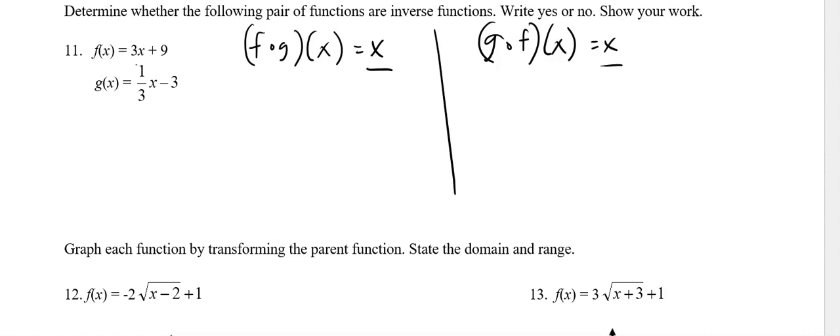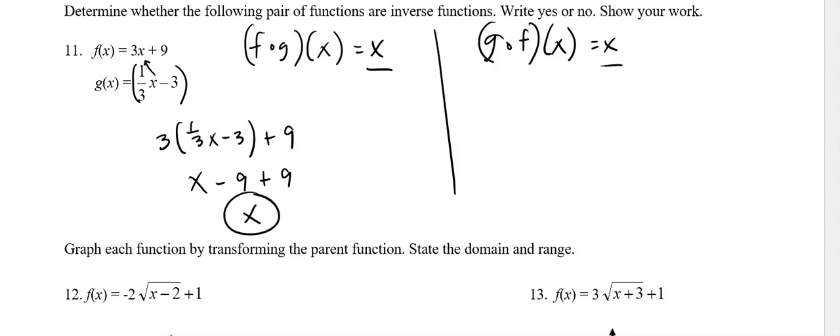I'm going to input the g function. The way this is written, the g function is going to replace x in the f function. And now distribute 3, so this would be x minus 9 plus 9. And sure enough, I got x when I did this composite, but I still haven't proven it yet because I've got to get x when I do it the other way.